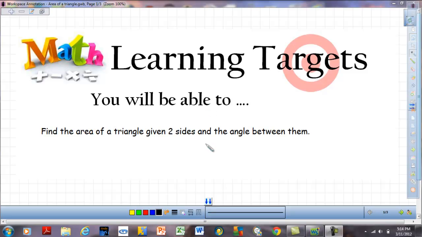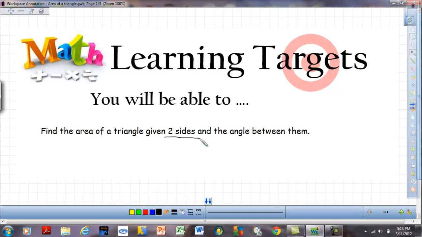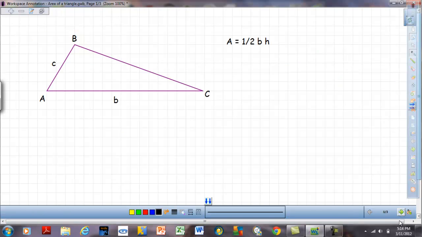We are going to finish up section 6.1 by trying to find the area of an oblique triangle when you're given two sides and the angle that lies between them. Here you can see I've started to draw a triangle, and let's say you know the length of side C and side B, and you know the measure of angle A. As you can see, you're given two sides and the angle that's between them, so you're looking at the case of side-angle-side.